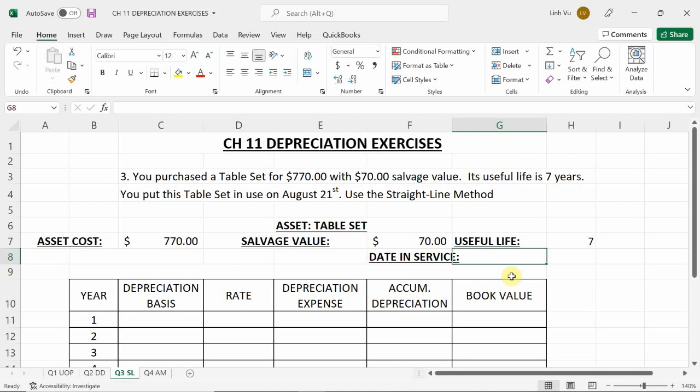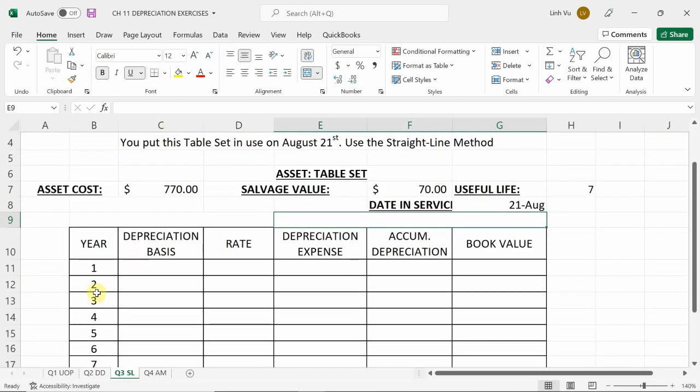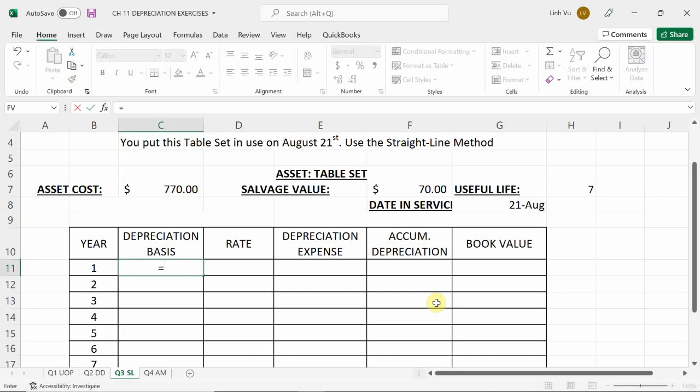Because August 21st, right? That's less than 50% of the month. So you're not going to depreciate it starting August. You're going to depreciate starting September. Good. Okay? So my depreciation basis, what's it going to be? 700. 700, right? So it's going to be your asset cost, minus your salvage value of 70, which should give you 700.